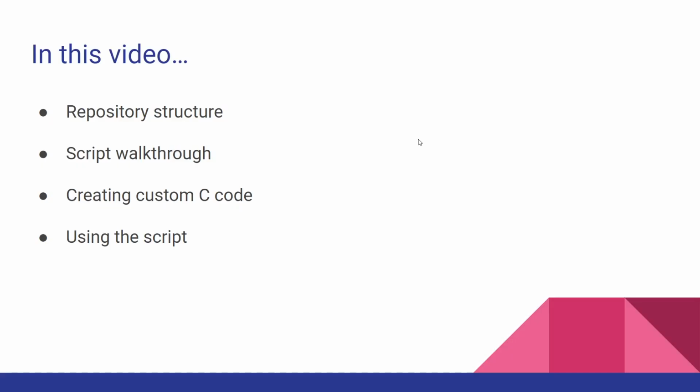So in this video, we're going to go over a couple things about our Pico emulator. First is the repository structure, then the script walkthrough, creating custom C code, and using the script. In general, this emulator is one of the two emulators designed by the team. This one currently has UART functionality and was used as a secondary emulator that can be used for things like auto-gridding, generating code, etc. We'll go more into that within this video and the other videos on the emulator.